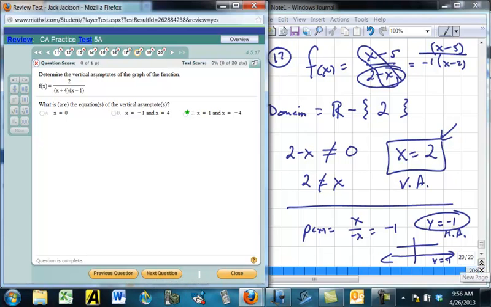So vertical asymptotes are when x equals a constant, vertical lines, and they will be x values where the denominator is 0, in both the reduced version and the original version.